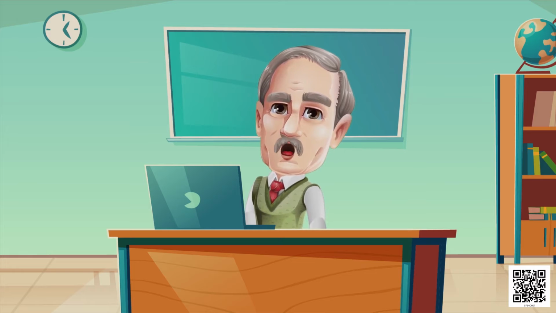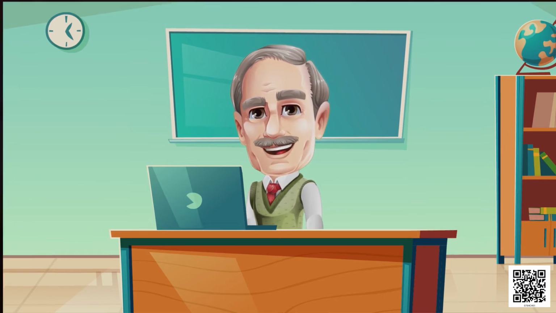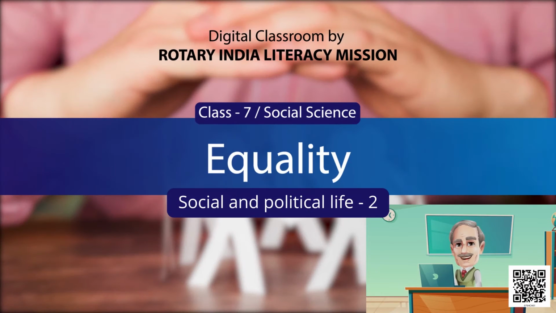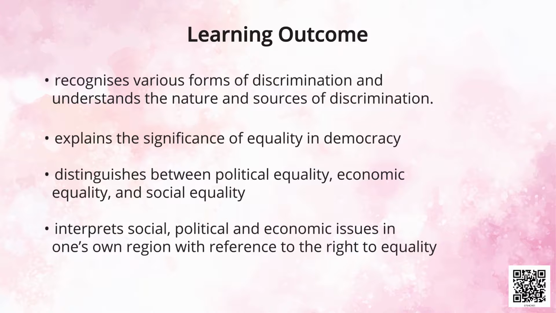Today, we are going to study the chapter Equality, the first chapter from the book Social and Political Life 2 of subject Social Science, Class 7.